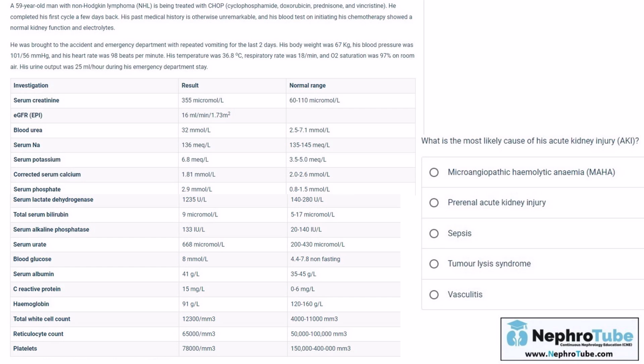He is asking here, what is the most likely cause of acute kidney injury? The answer is tumor lysis syndrome. Why is it tumor lysis syndrome? This is a 59-year-old male treated with the CHOP regimen for non-Hodgkin lymphoma. The patient received cyclophosphamide, doxorubicin, prednisone, and vincristine, and now the patient is presenting with vomiting.